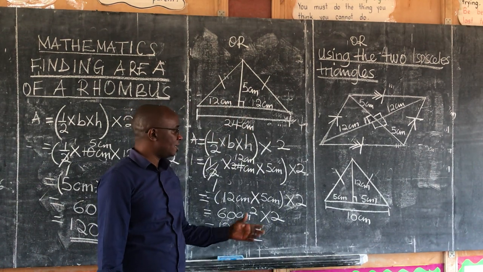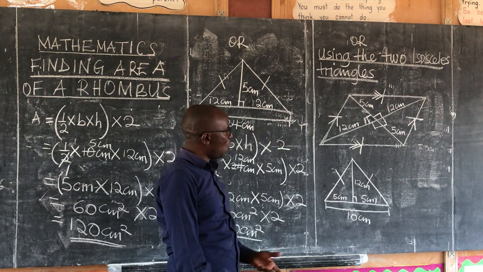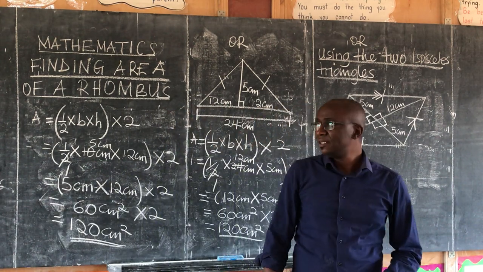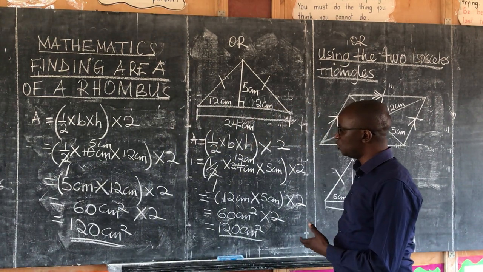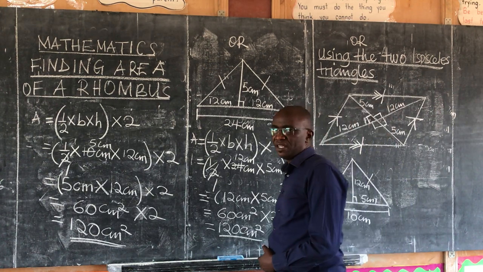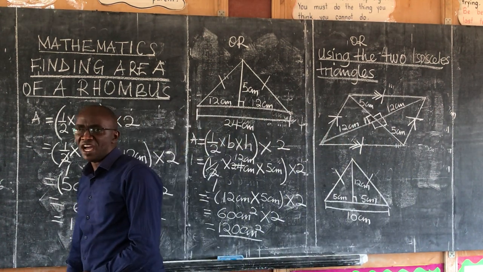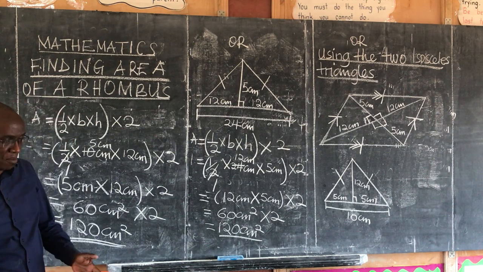So that is what we have done with the rhombus. I think you have now understood all the three ways you can find the area of a rhombus.